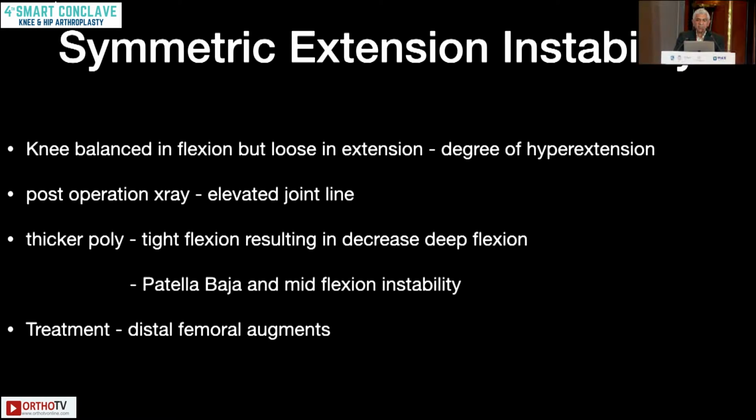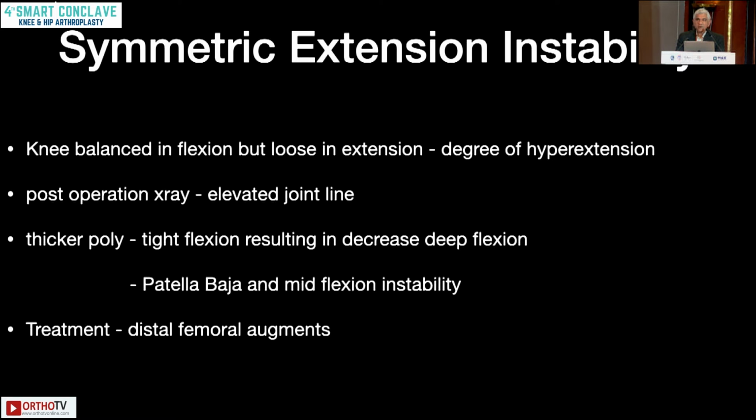So in symmetric extension instability, the knee is balanced in flexion but loose in extension. So what do you do? It also amounts to some degree of hyperextension. And in the X-rays, you see an elevated joint line because you have cut more of the distal femur. So putting a thicker poly, that is what we were discussing just now, would mean tight flexion resulting in decreased deep flexion. So you don't just put a thicker poly. You may also produce patella baja and may cause more mid-flexion instability.